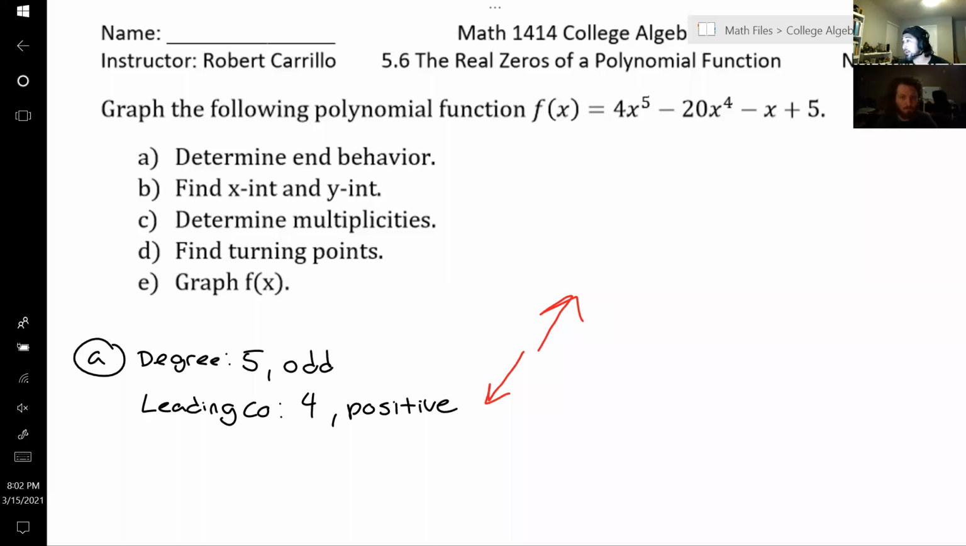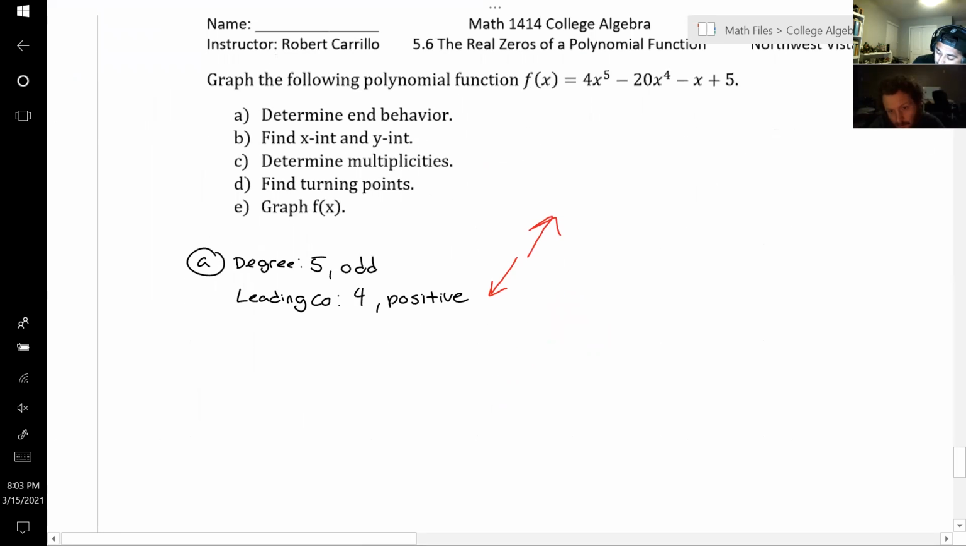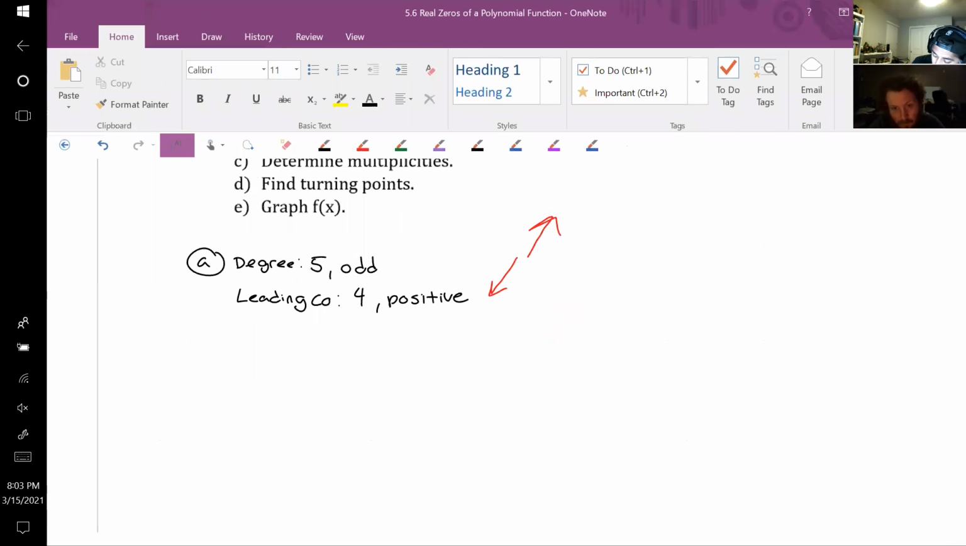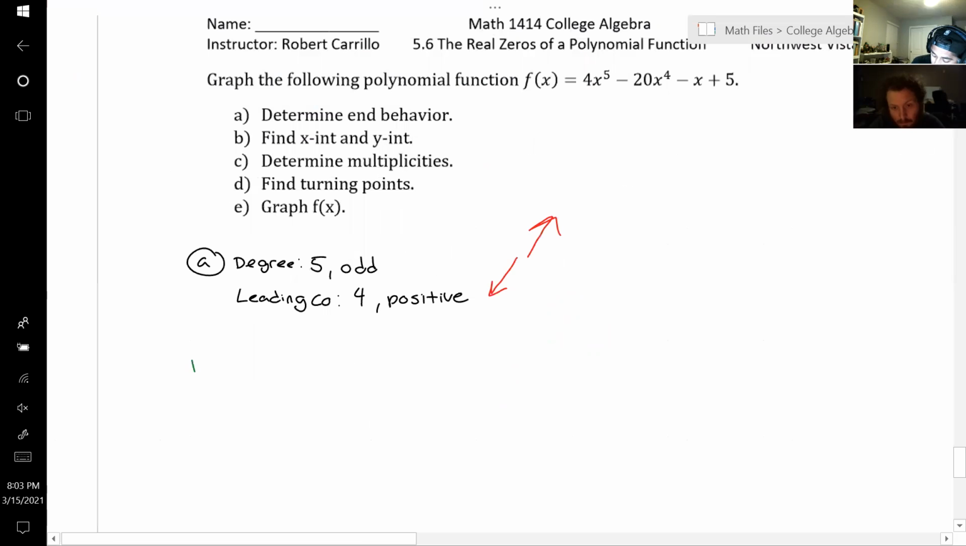Okay. So now we know how our end behavior looks. Now the next thing we have to do is find the x-intercepts. But in order to do that, we're going to have to break this polynomial down by what we learned today. We're going to find the x-intercepts in a moment, but let's go ahead and list off potential zeros.